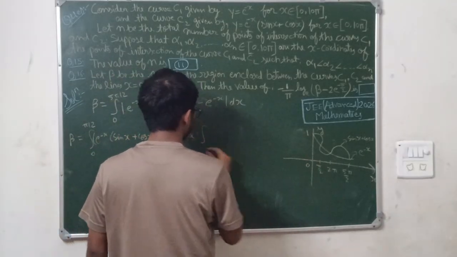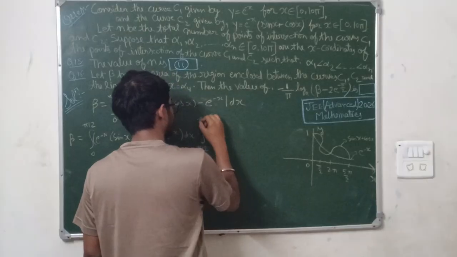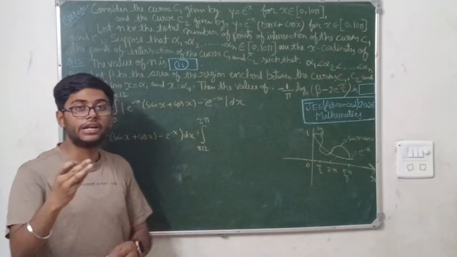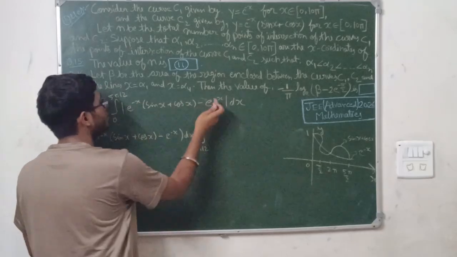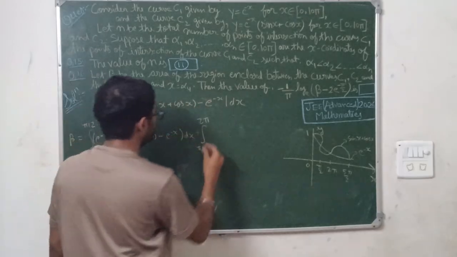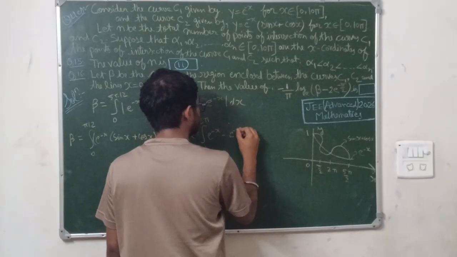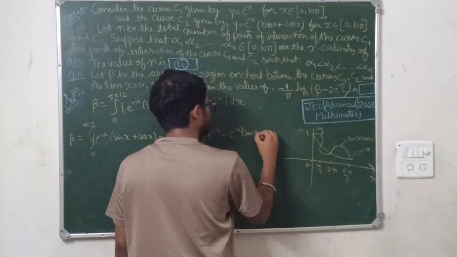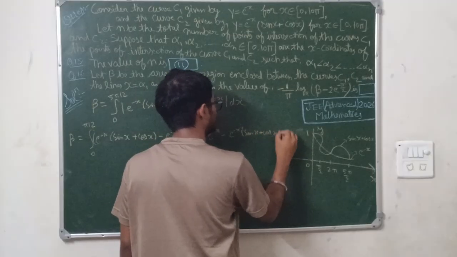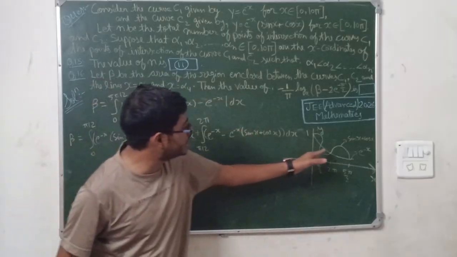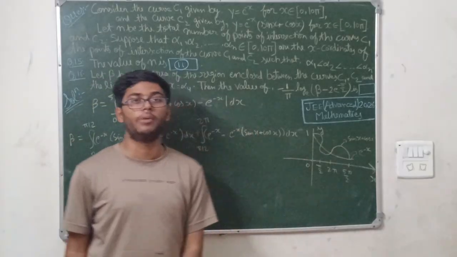Now for pi by 2 to 2 pi, this is a decreasing function. So the mod would be opened with a negative sign. So a negative sign would be there, and these two will interchange their positions. So it will be e to the power minus x (e to the power minus x minus sin x plus cos x) dx. Now for the next, this is an increasing function from 2 pi to 5 pi by 2.